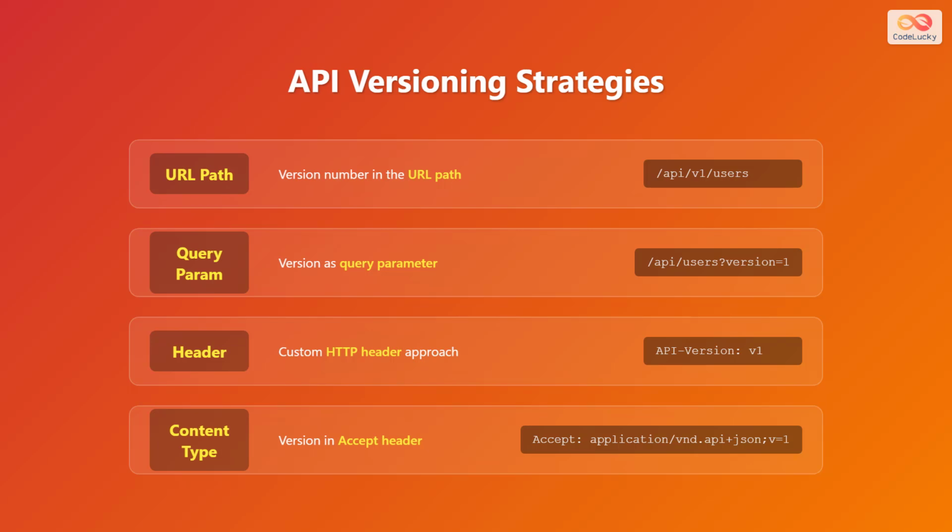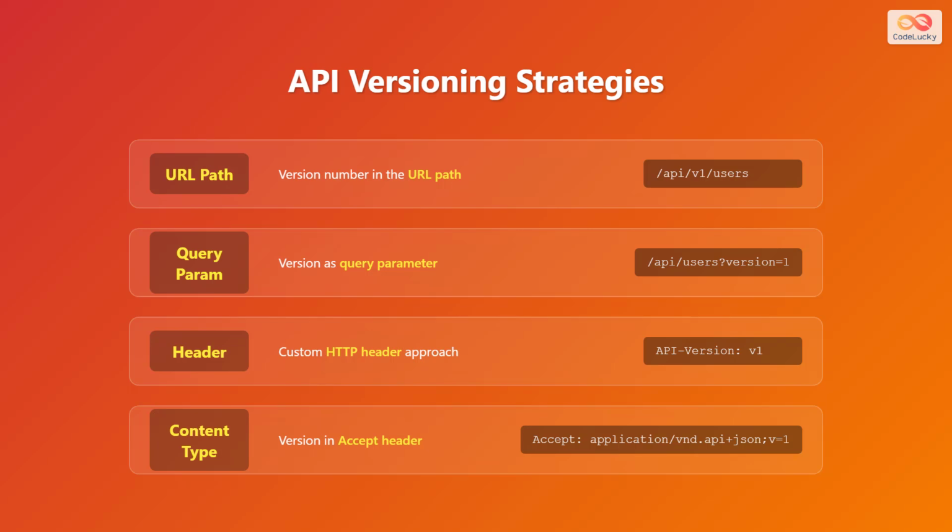Let's explore different strategies for API versioning. The first strategy is to include the version number in the Uniform Resource Locator, or URL path. For example, /api/v1/users. Another strategy is to use a query parameter.